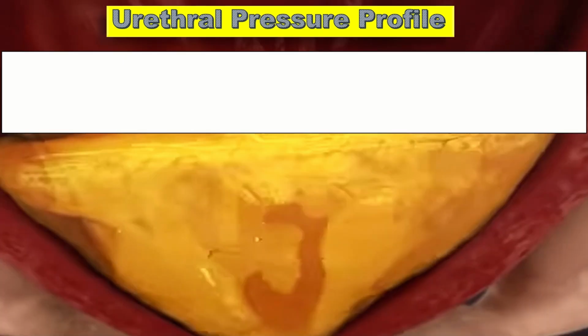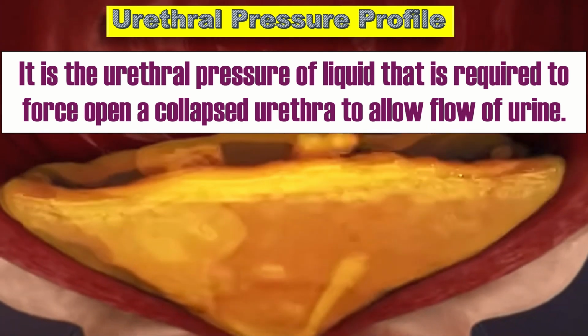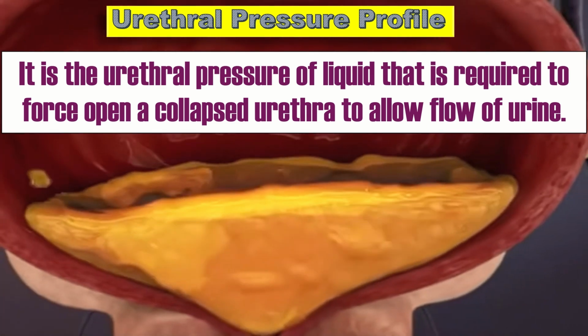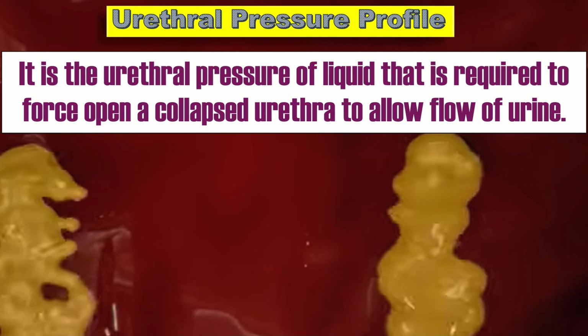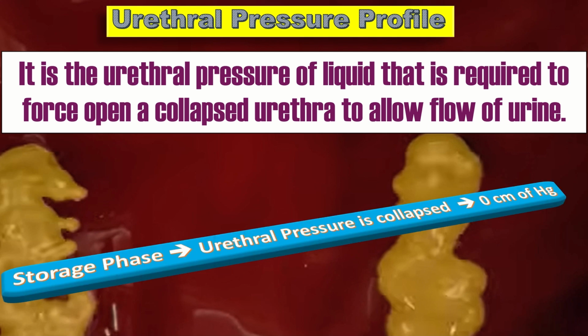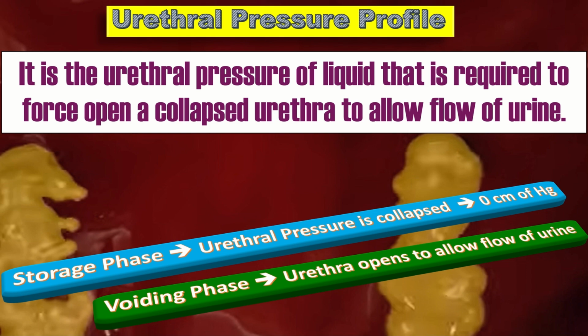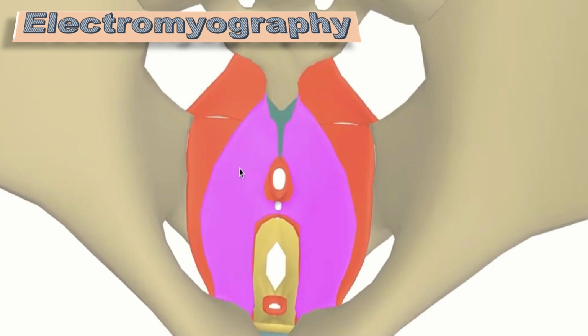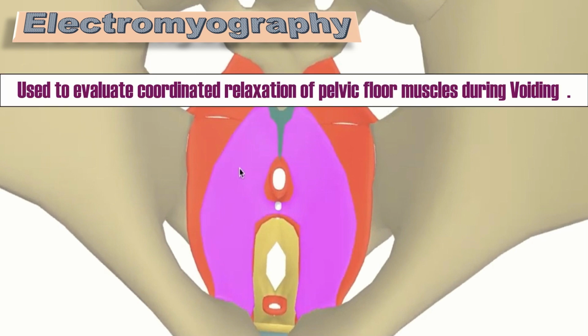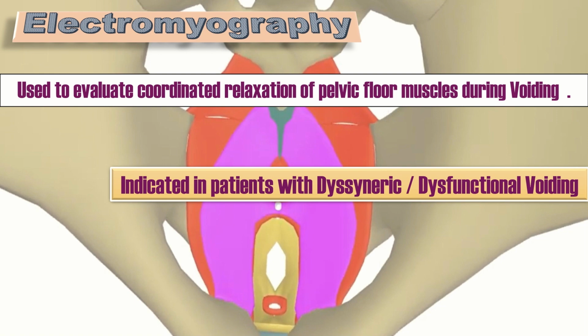It is the pressure of liquid that is required to force open a collapsed urethra to allow the flow of urine. In the storage phase, the urethral pressure is collapsed to 0 cm of water. In the voiding phase, the urethra opens to allow flow of urine. Electromyography is used to evaluate the coordinated relaxation of pelvic floor muscles during voiding. It is indicated in patients with dyssynergic or dysfunctional voiding.